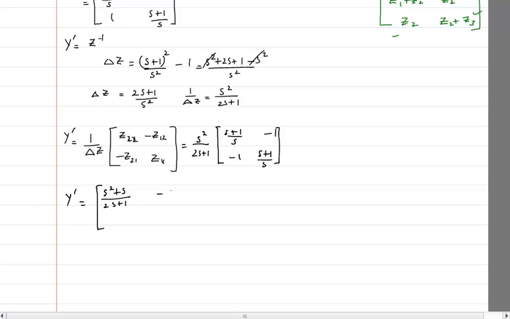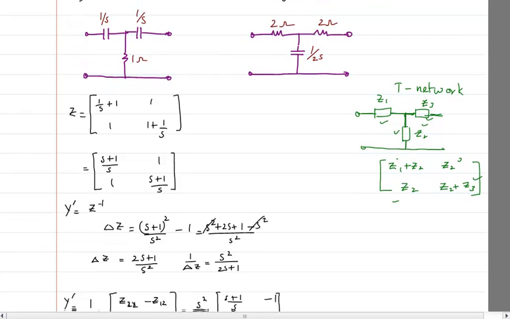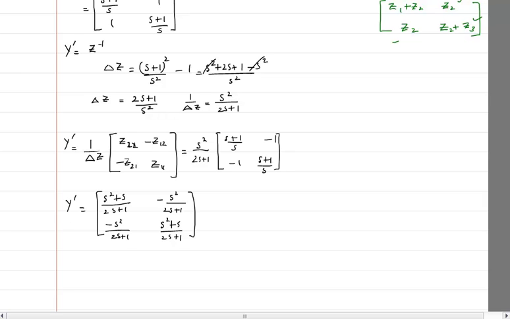This is going to be minus of s square divided by (2s plus 1). This is going to be again minus of s square divided by (2s plus 1), and this is again going to be (s square plus s) divided by (2s plus 1). So I have got the y parameter of the first network, which is basically this one.